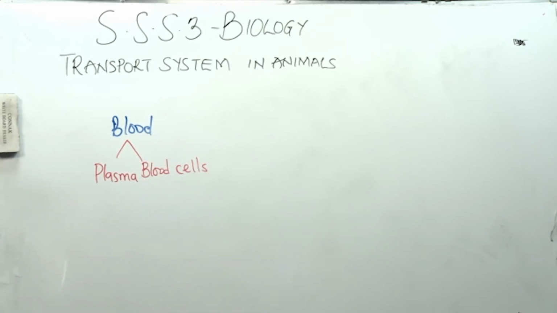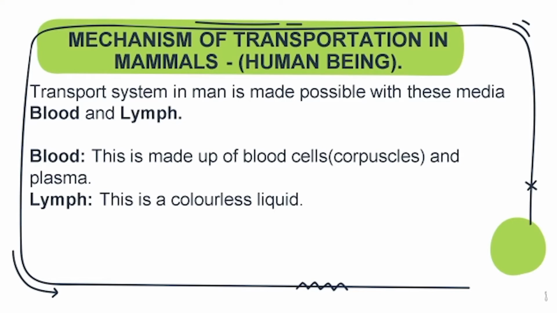Then the second medium that is used for transportation in organisms is lymph. Lymph is a fluid that is colorless, and it is present in the lymphatic system. That is what we call lymphatic system.